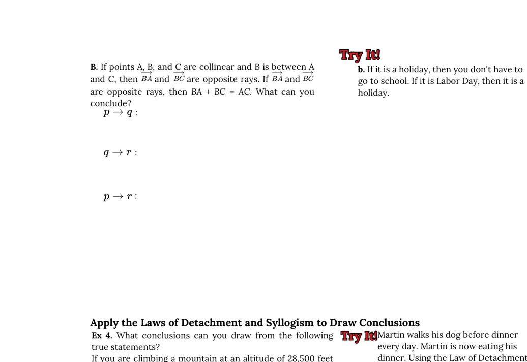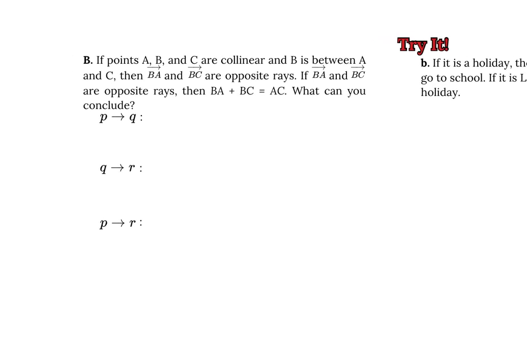So next we've got our example. If points A, B, and C are collinear and B is between A and C, then ray BA and ray BC are opposite rays. If ray BA and ray BC are opposite rays, then BA plus BC equals AC. What can we conclude? Okay, so we've got a lot going on here. Let's break it down into statements.